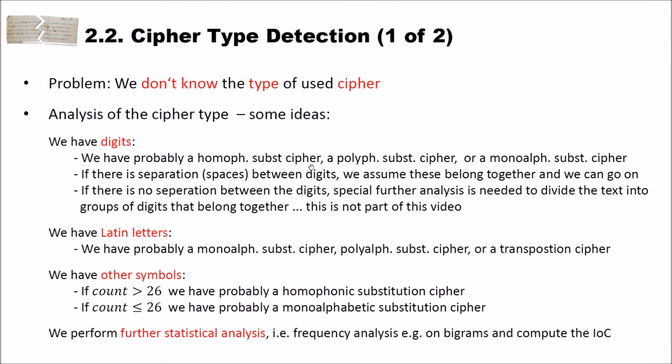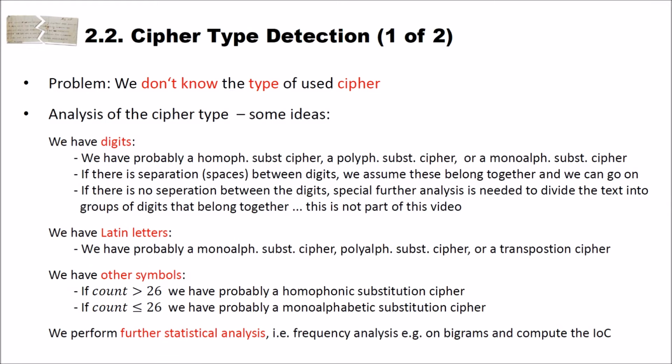So that means that, for instance, you have 1, 5 as the first two digits, then you have a space, then you have 2, 6, and so on. In that case, it's very probable that these two digits always encrypt a single letter. And then we can go on. You make a mapping from these 2 digits, for instance, to letters, and then you could use, for instance, the monoalphabetic substitution analyzer or the homophonic substitution analyzer and so on.